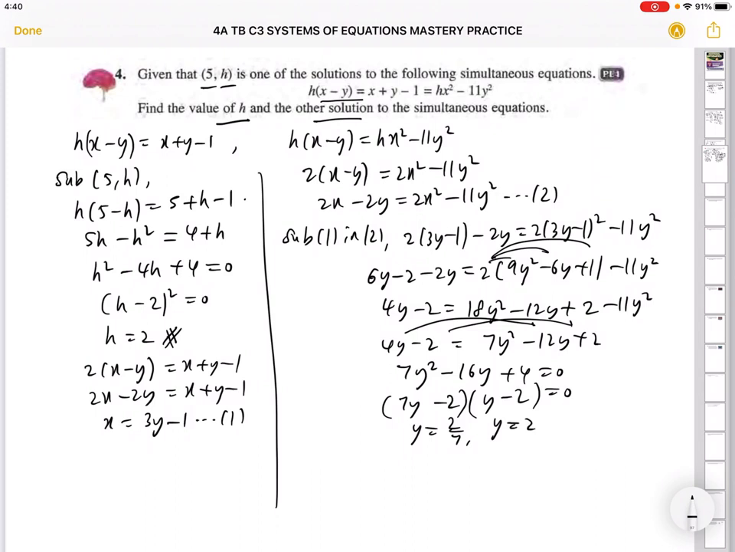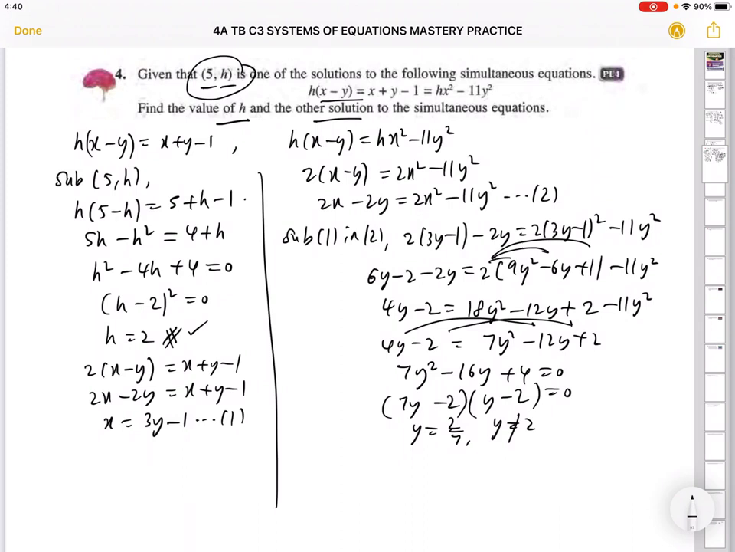Okay, so I got two answers. Which one should I take? Which one should I ignore? Now, the question really says that 5 and h is one of the solutions. Now, we already know h is 2, right? That means y equals 2 is already one of the solutions. So we can't take y equals 2. So the other solution should be y equals 2 over 7.